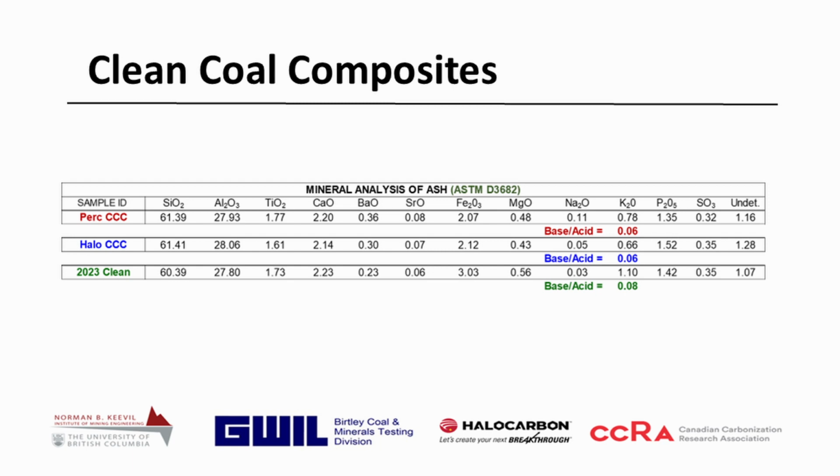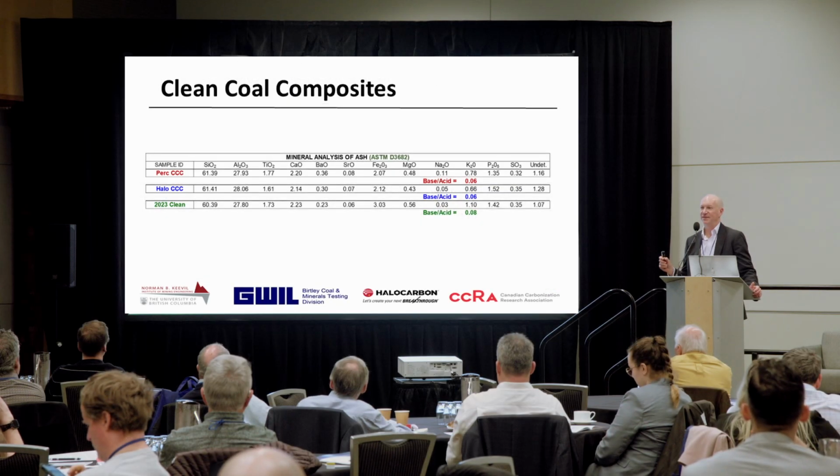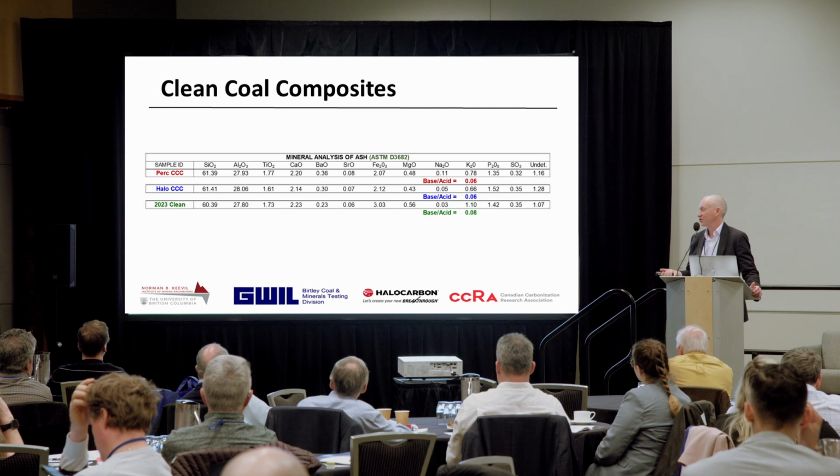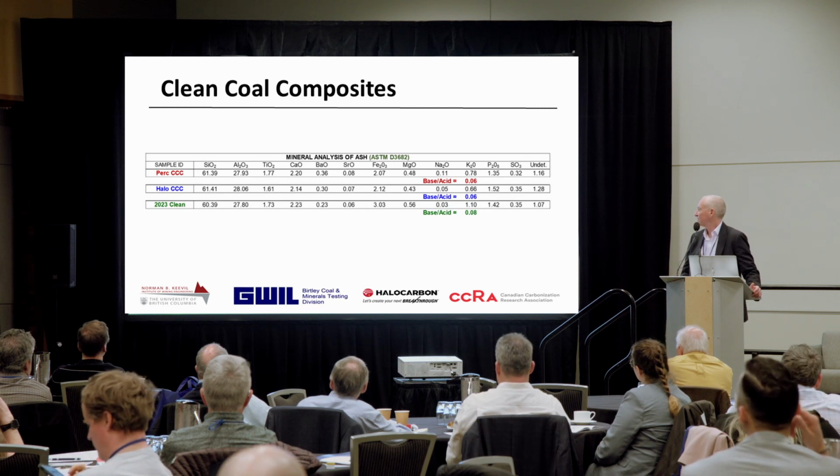Taking a look at the mineral ash analysis, everything is virtually identical. I'd make the same comment looking at the iron, so it's slightly higher in the processing plant. Again, I'm going to say that's magnetite getting lost in the wash plant and going into the clean coal product. So that's not an issue of any of the process here.